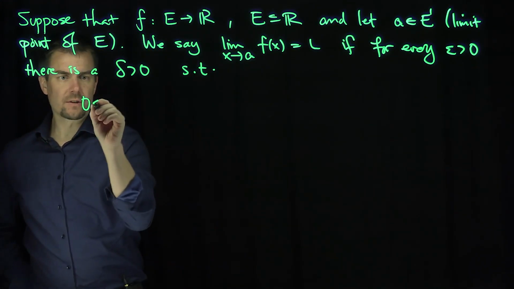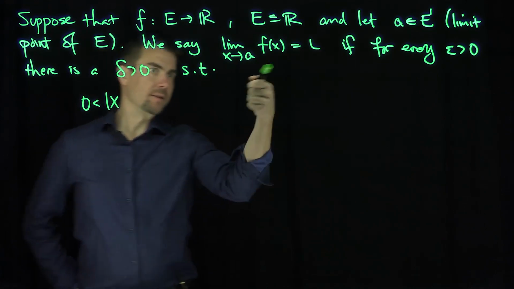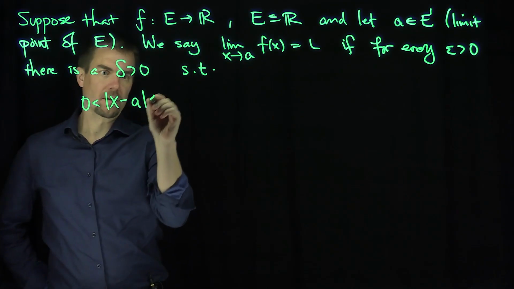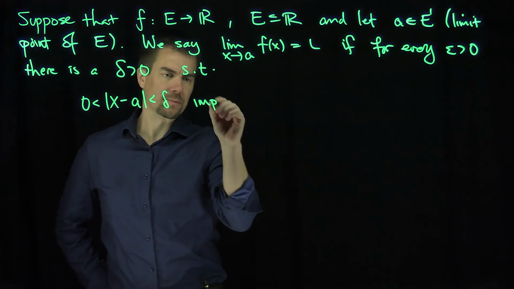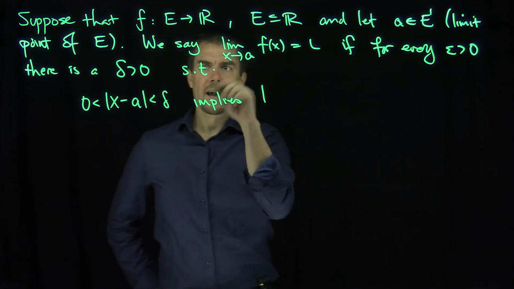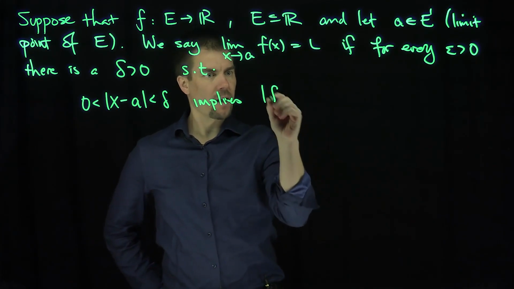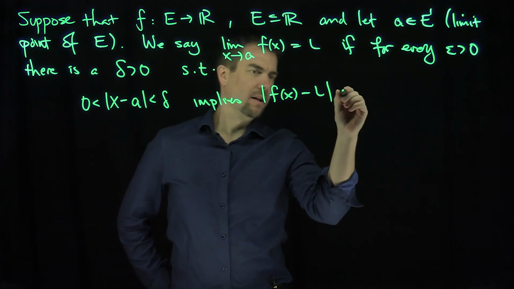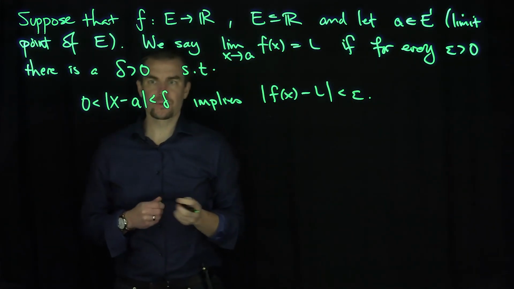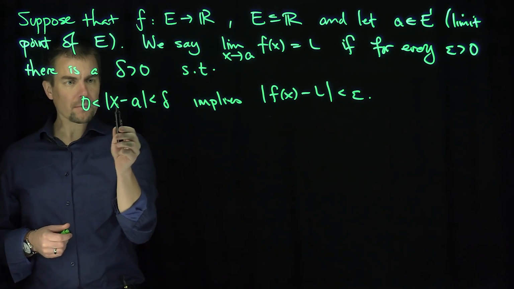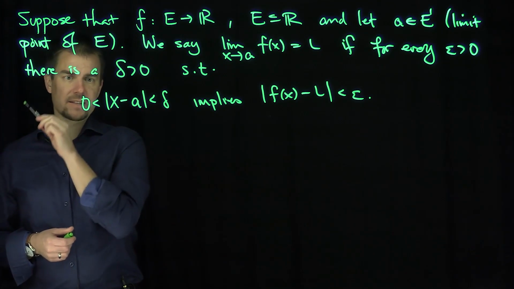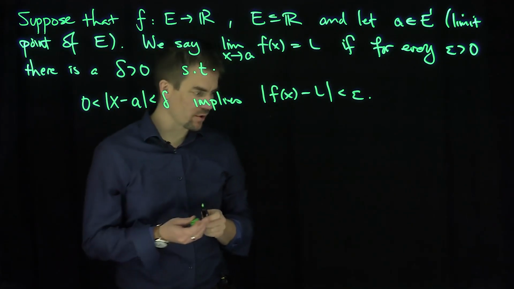The condition is that 0 is less than |x minus a| less than delta implies that |f of x minus L| is less than epsilon. Okay, so it's important to realize in this definition that x itself cannot be equal to a, because that would violate this condition over here. So that's an important observation to make.